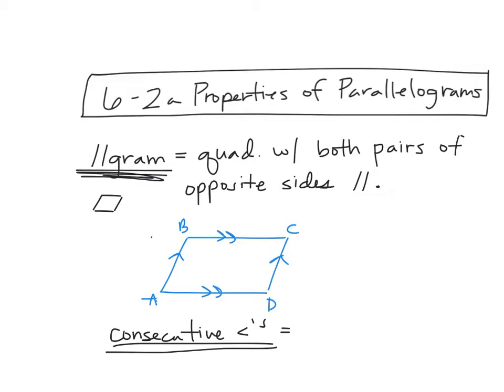So consecutive angles here would be like angle A and angle B, right, are consecutive angles. One is right next to the other one. Or I could say angle A and angle D are consecutive angles. Or I could say angle B and angle C are consecutive angles. So if they're next to each other, they're consecutive. If they're across from each other, they're opposite.